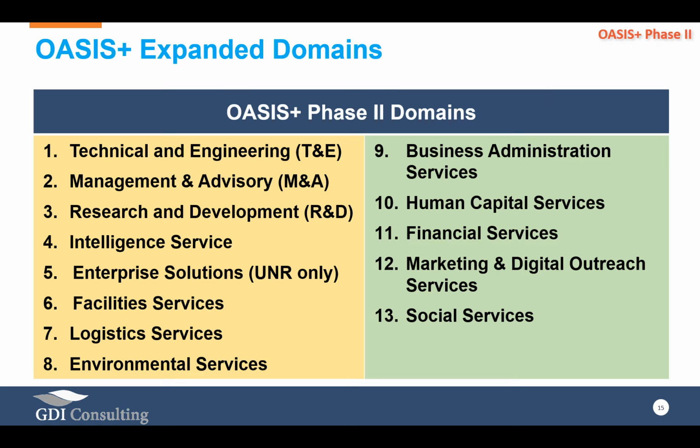Now, in terms of the domains, left-hand side, the orange domains, these are 8 of them. These were the original OASIS Plus. Now they've added 5 more on the right-hand side, the green ones. So technical and engineering, T&E, management and advisory, M&A, research and development, R&D, intelligence services, enterprise solutions, which is only for unrestricted track, facility services, logistics services, environmental services, and to the right, business, these are the new ones, business administration services, human capital services, financial services, marketing and digital outreach services, and finally, social services.